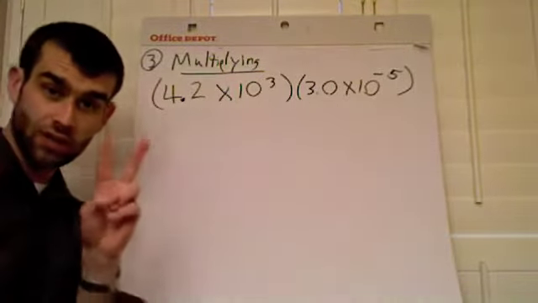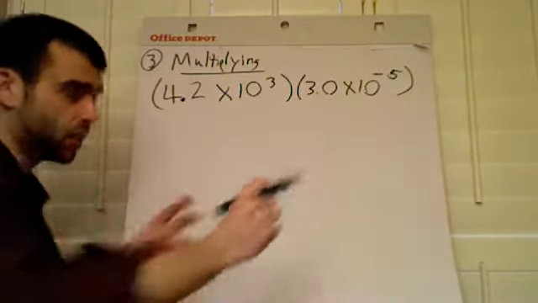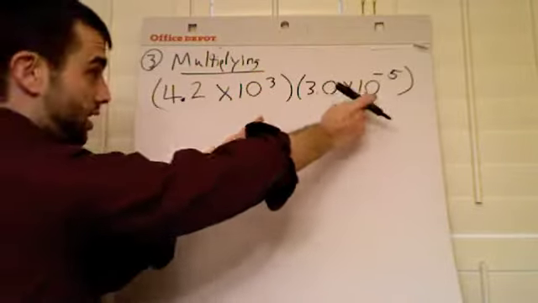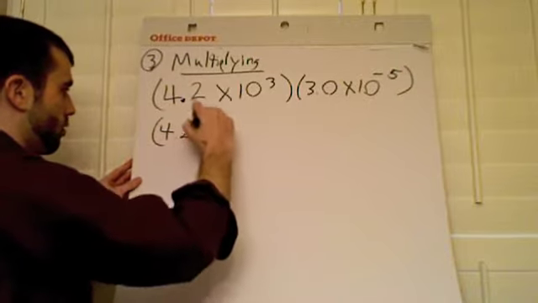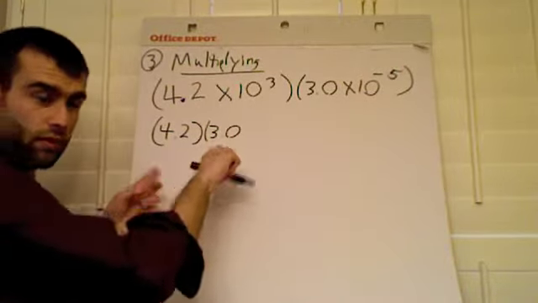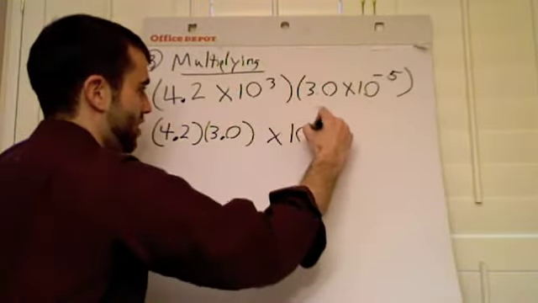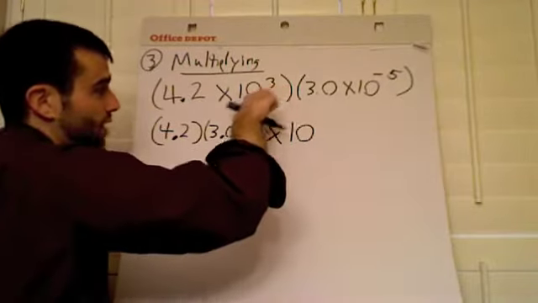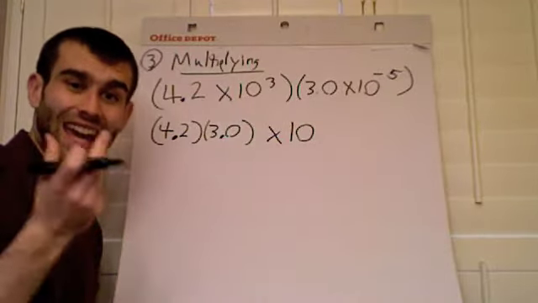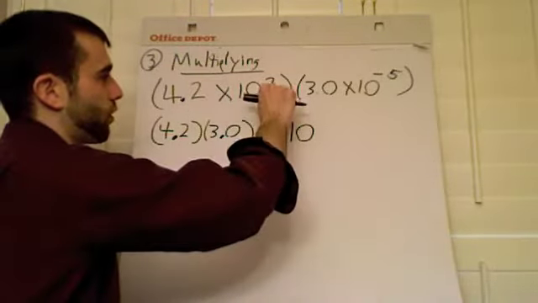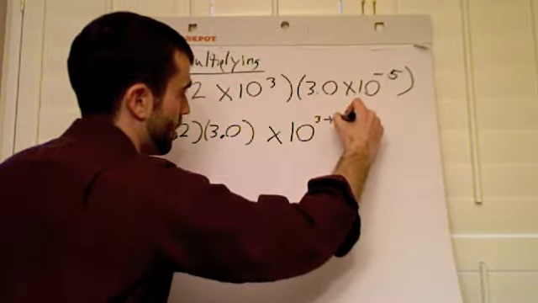Now, again, 2 parts to scientific notation. First, the numbers, 4.2, 3.0. Second, the exponents, 10 to the third, 10 to the negative fifth. Let's do those separately. This is 4.2 times 3.0 times 10 to the, now, notice we have 10 to the third times 10 to the negative fifth. When you multiply with the same base, you add the exponents. That means we're going to have 3 plus a negative 5.